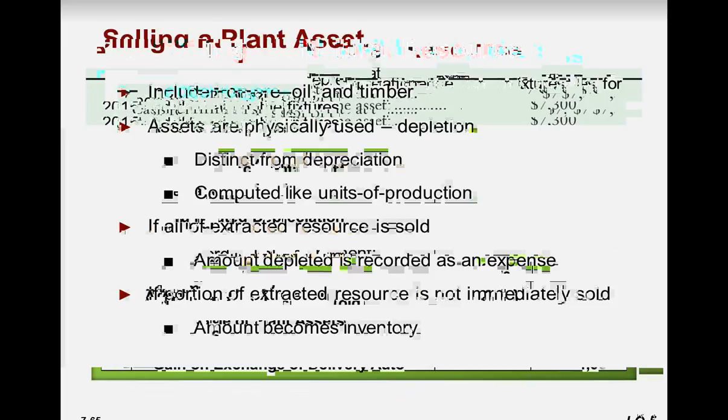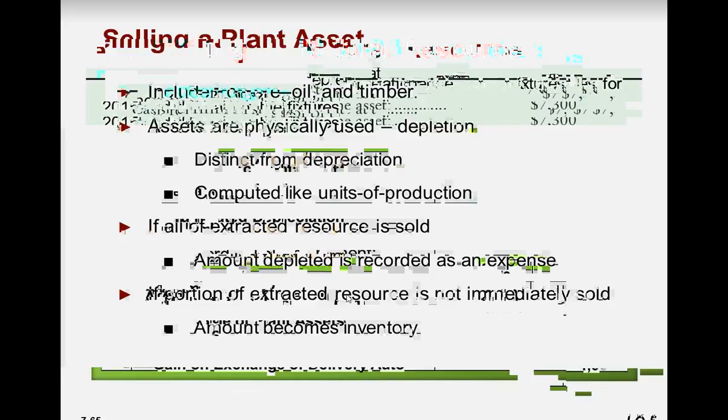We need to talk a little bit about natural resources. They are just things such as ore, oil, timber, anything that's on the earth or in the earth. You might frack for oil or natural gas, drill for oil, mine for coal or ore, and you log timber. The land is still there after all of this, but these are assets with physical use and they're depleted. You don't depreciate them. It behaves like depreciation, but it's called depletion.